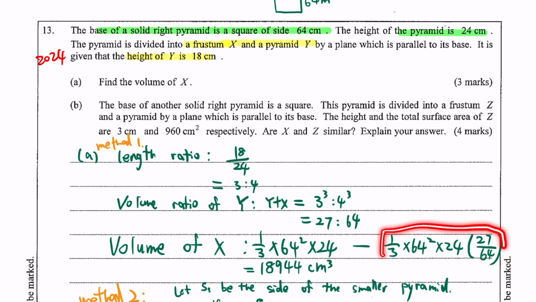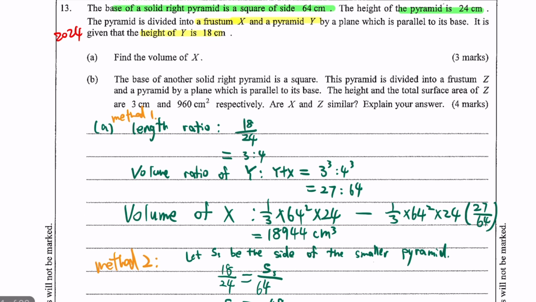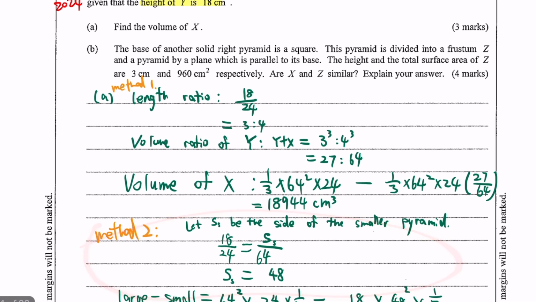We can directly find it by using the ratio. The largest one times the ratio we just found out should be the volume of the smaller one, and you have this number as well. So method 1, method 2. I think method 2 is easier to understand. Okay.